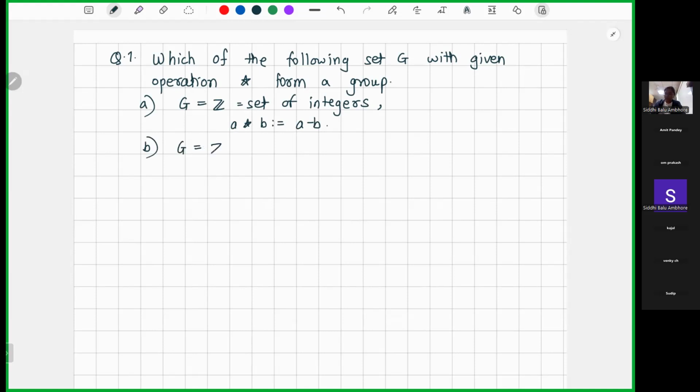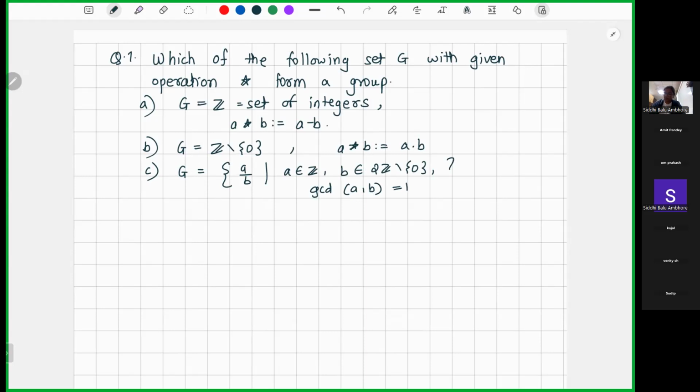The second is G is equal to Z minus 0, the set of integers minus 0. And here my A star B is defined as A into B, the normal multiplication which we have in integers. Third is G is equal to A by B, such that A belongs to Z, B belongs to Z minus 0, and GCD of A comma B is 1. This is my G, and how is A star B defined?